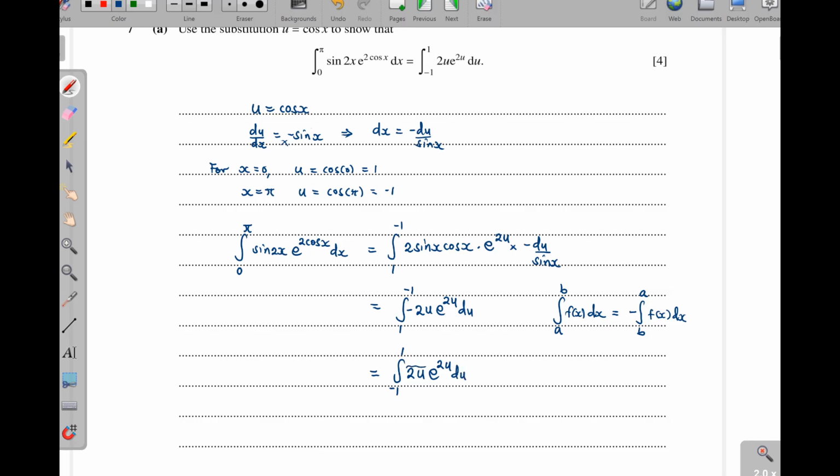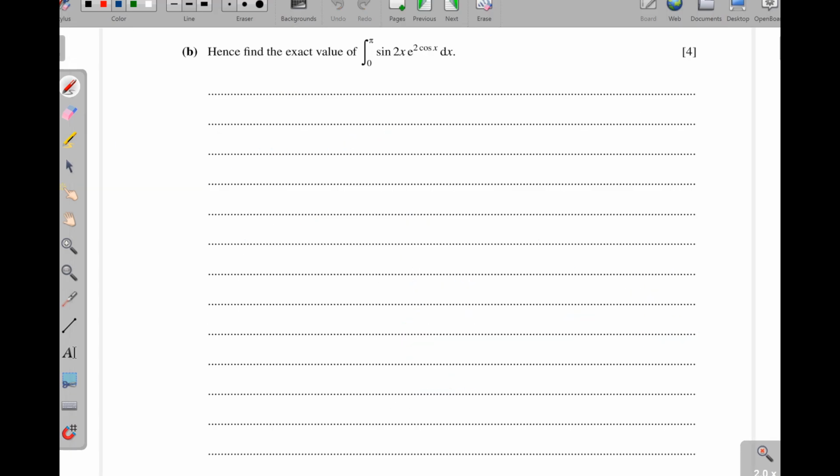Now this is a product of two functions. This is algebraic, this is exponential. So if we are to solve this one, then we are going to use integration by parts, okay? So this is what we are supposed to have. Then part B, hence find the exact value of this.